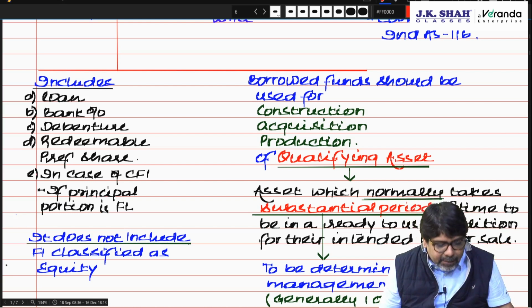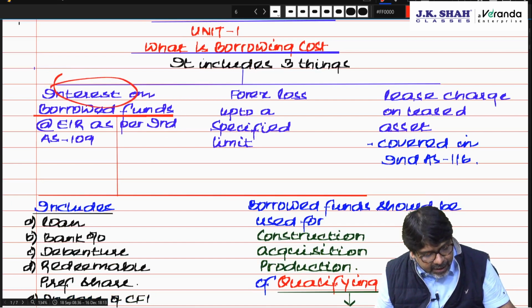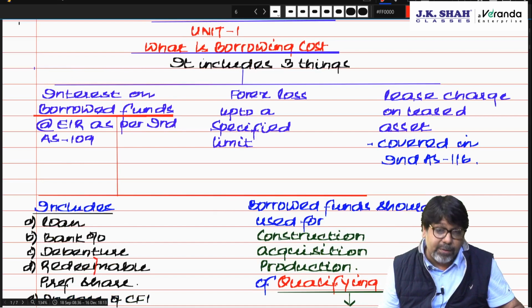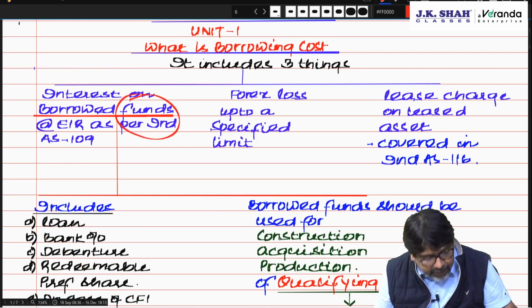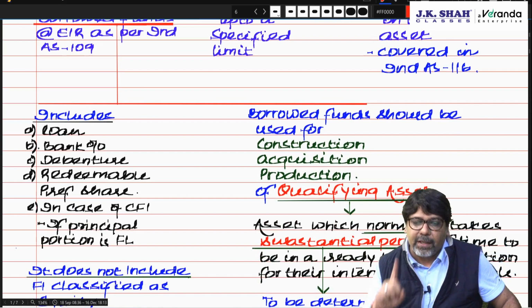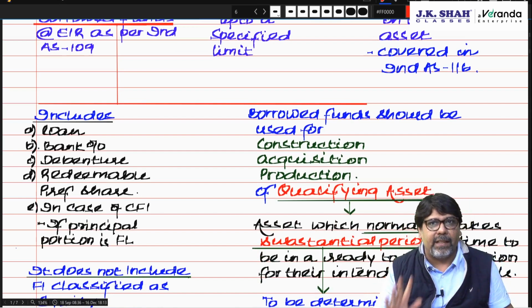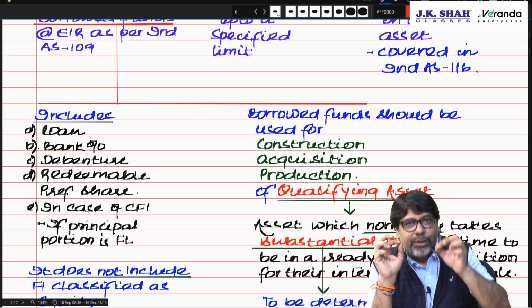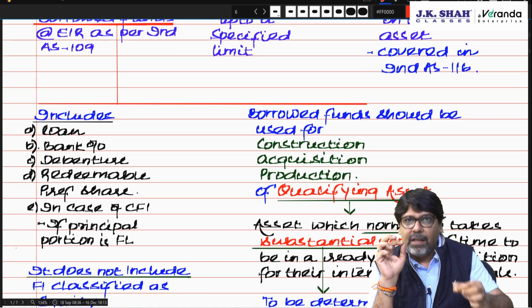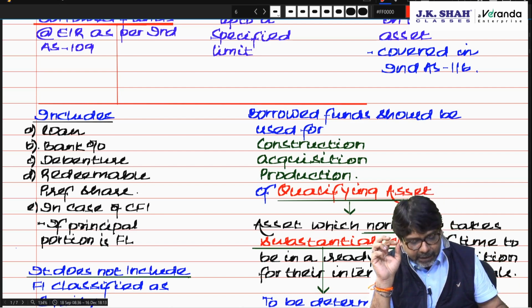Now, chartered, this is borrowed funds. So you understood the meaning of funds. Interest on borrowed funds is a borrowing cost. Funds are what? That includes this. Funds should also be used for a specific purpose. That is, funds should be used for construction, acquisition or production of a qualifying asset. Understand? Funds should be used for construction, acquisition or production of a qualifying asset.